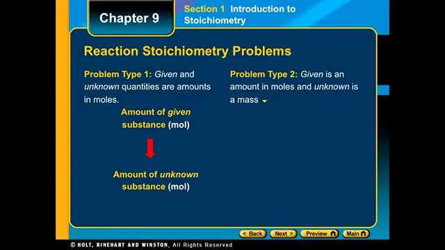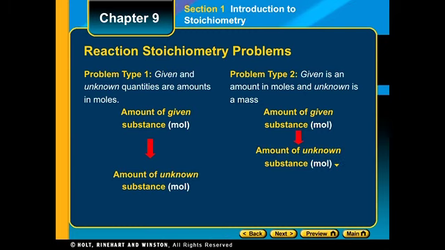The second type: the given is in moles and the unknown is mass. The amount of the given substance is in moles, so we need to find the amount of the unknown substance in moles, and then the mass of the unknown substance.